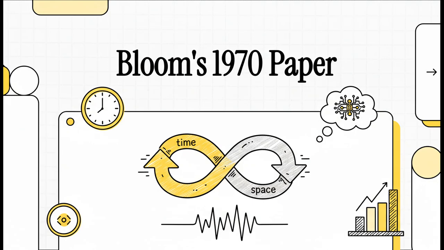Today, we're going to dive into a paper from 1970 by a guy named Burton H. Bloom. Now, it might look pretty old and academic, but trust me, it introduced a brilliant trade-off between space and time that is absolutely essential for the high-speed apps we all use every single day.